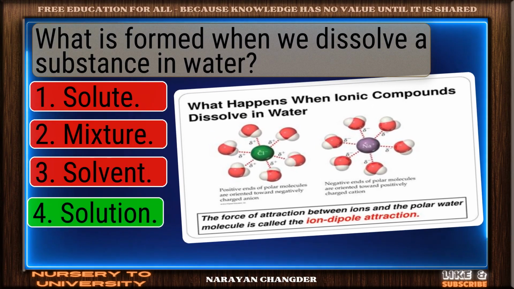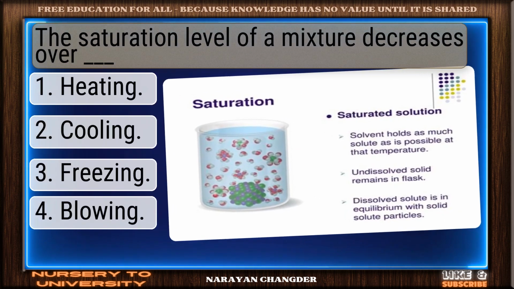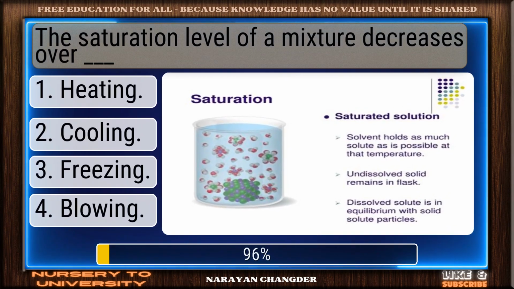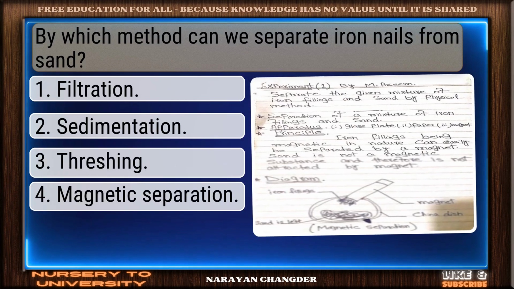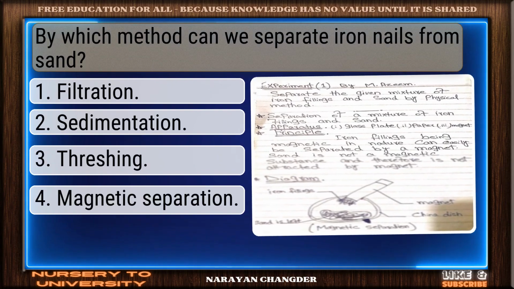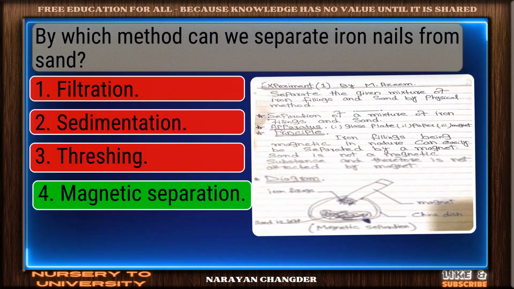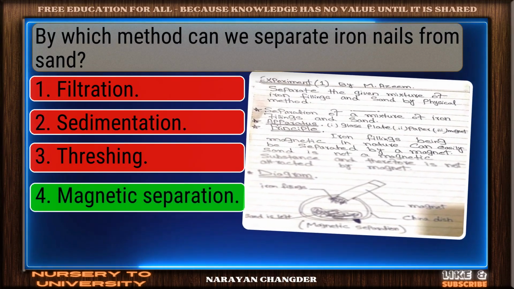Right again. Solution is a valid answer. The saturation level of a mixture decreases over a dash. You're right. Heating is the correct answer. By which method can we separate iron nails from sand? Perfect. Magnetic separation is the correct choice.